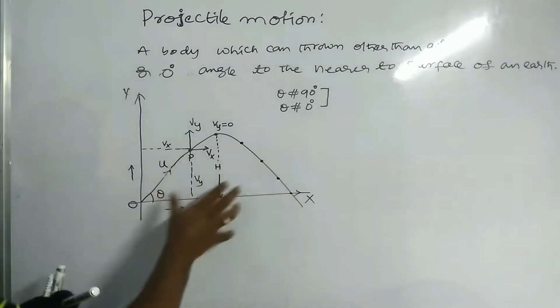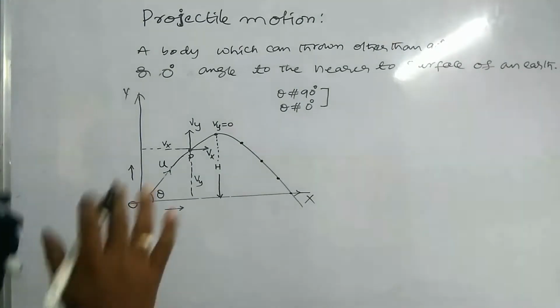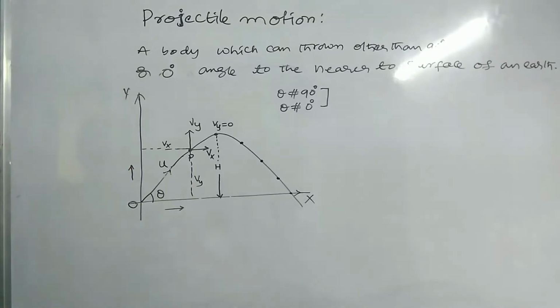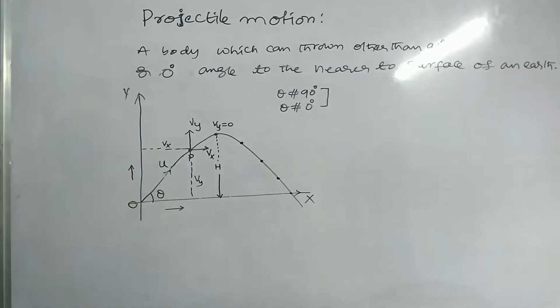So the motion of an object which is thrown at an angle other than 90 degrees or 0 degrees is called projectile motion, and the path it follows is called the path of the projectile. So let us know what the path of the projectile is.